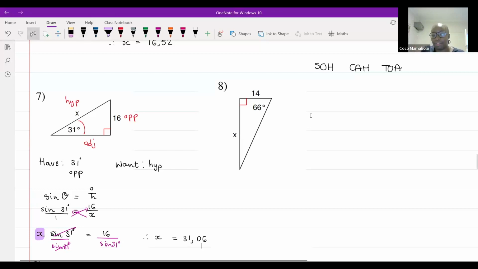Beautiful work, team. Absolutely beautiful stuff. All right, let's look at this last one over here. Again, step number 1 is always to label. So over here, 14 becomes the adjacent side. It's closest to my angle. X becomes my opposite side.